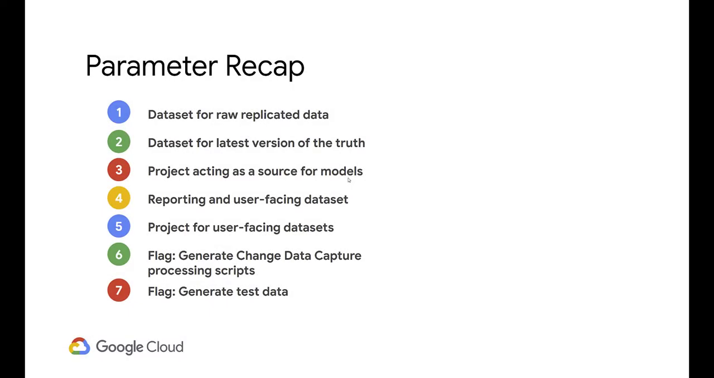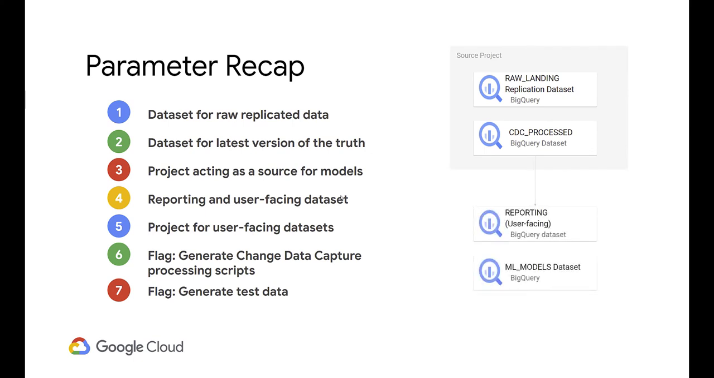To recap the parameters you will need for deployment, you will need to identify the dataset where data is replicated, the dataset with the latest records, the project where these two datasets are, the datasets that are user-facing, and the project where these datasets are. If you have a tool that processes change data capture and do not need the Cloud Composer scripts, you can use the same BigQuery dataset for raw and CDC and set the flag to generate CDC scripts to false.